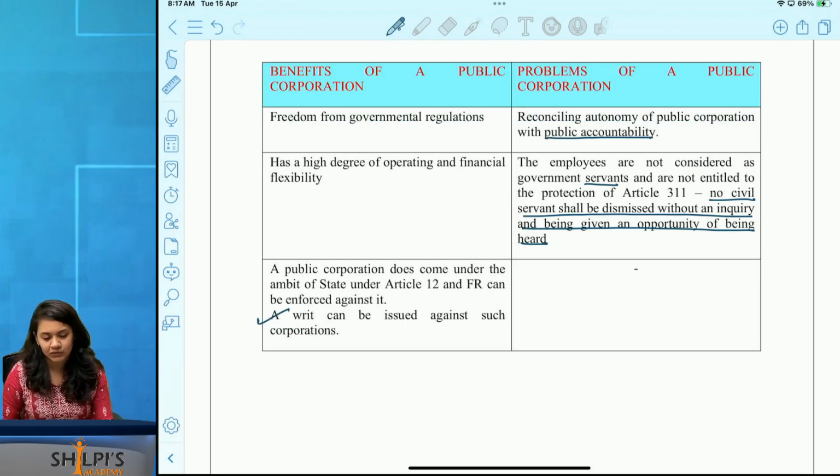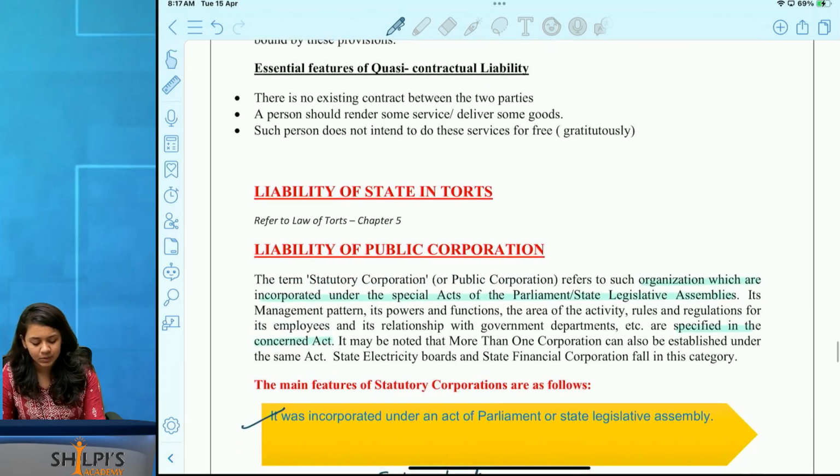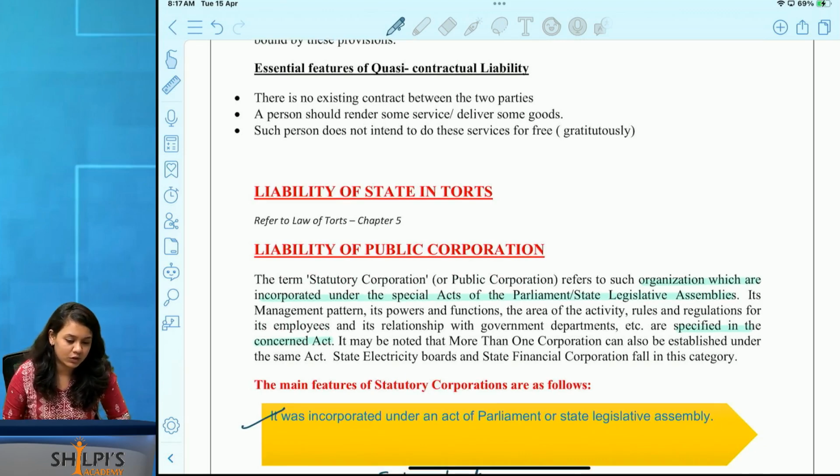Okay friends, so we have come to the end of our administrative law chapter. Please note that the topic, that is liability of state in torts, is the topic that can be seen in the law of torts chapter and will be accordingly done over there.